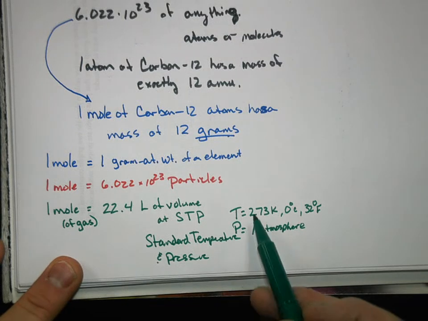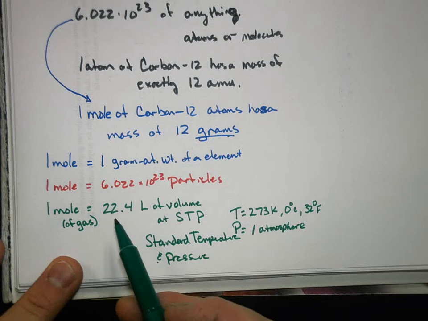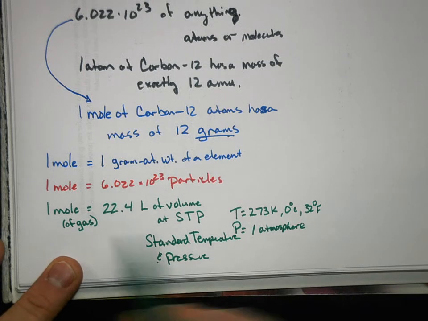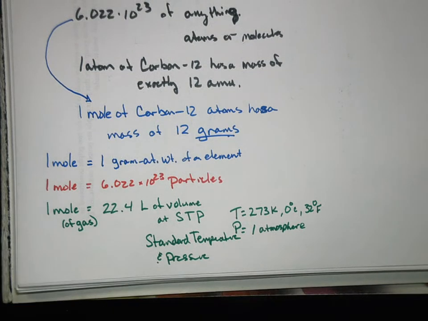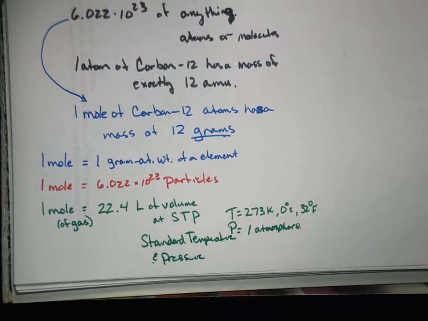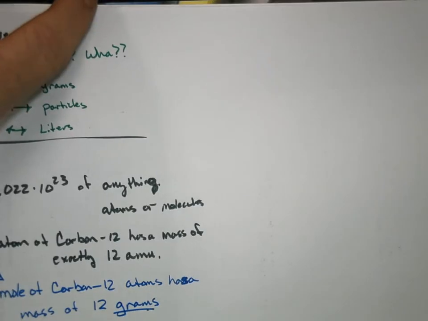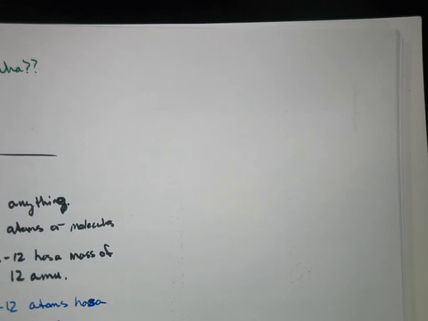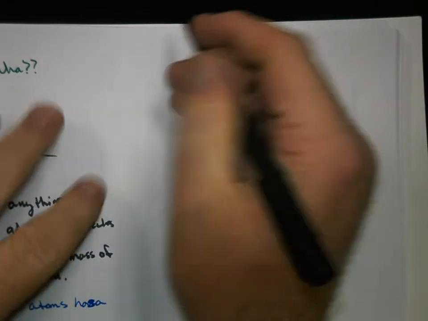If it's warmer than this, it's actually going to occupy more space. If it's colder than that, it's going to occupy less. Gases expand when they get warmer, that sort of thing. Okay, so we're going to create the mole island.